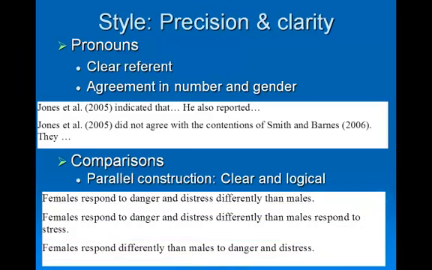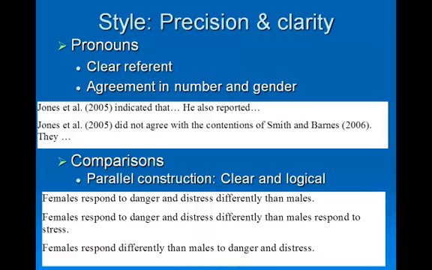So I have an example here. The first thing is something that's wrong, and then two ways of fixing it. "Females respond to danger and distress differently than males." And in this instance, it's not too confusing. Most people get it: okay, females respond differently than males. But that's not what the sentence says. It says females respond to danger and distress differently than males. It could mean that females respond to danger and distress differently than females respond to males, right?